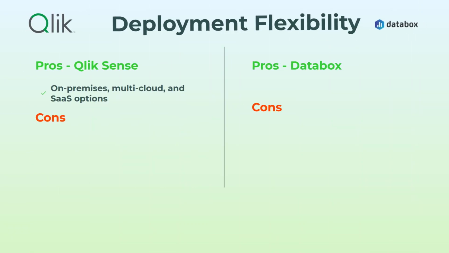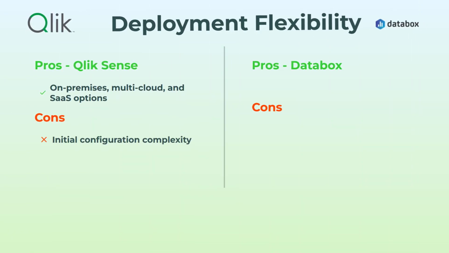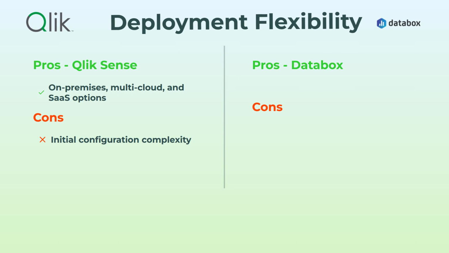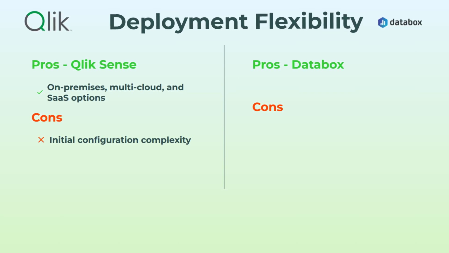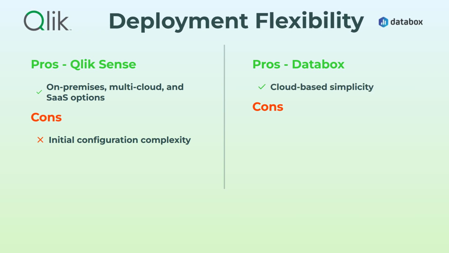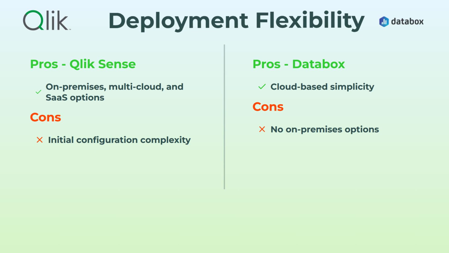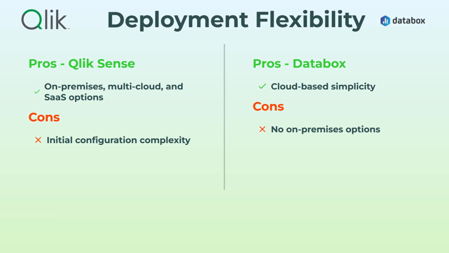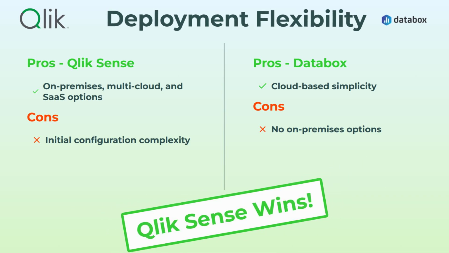Final category, deployment flexibility. Qlik Sense is like the Swiss Army knife here. On-premises, cloud, multi-cloud, SaaS, whatever you need, they do it. But heads up, the initial config isn't exactly plug and play. Databox, on the other hand, is all about cloud simplicity. Super easy, but no on-premises option. If you need options and control, Qlik's the winner in this zone.